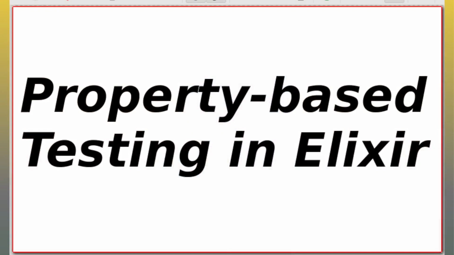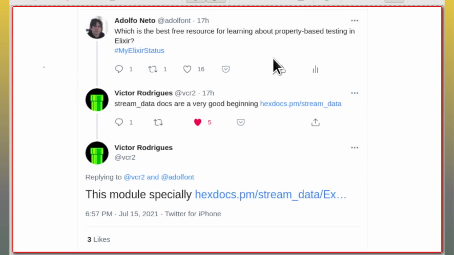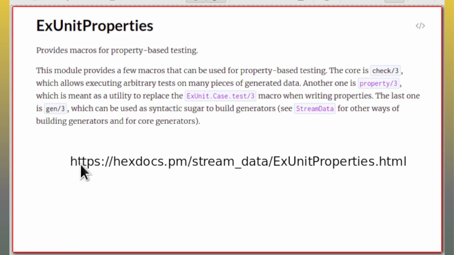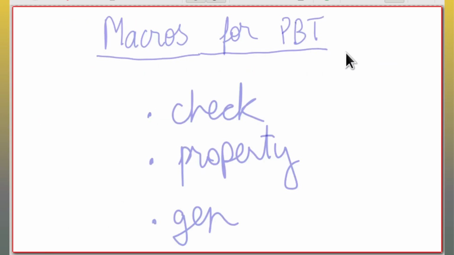I asked on Twitter which is the best free resource for learning about property-based testing in Elixir, and Victor Rodriguez answered with the StreamData docs and this module. In that link, you can find a reference to this book by Fred Hebert, Property-Based Testing with PropEr, Erlang and Elixir. And the site is this one, ExUnitProperties. It explains some things that I still haven't had time to study, like check, property engine.